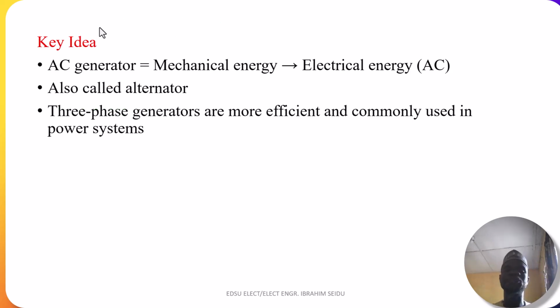Now the key idea to keep in mind for the AC generator is that it converts mechanical energy into electrical energy in AC form, also called an alternator. Then three-phase generators are more efficient and commonly used in power systems.